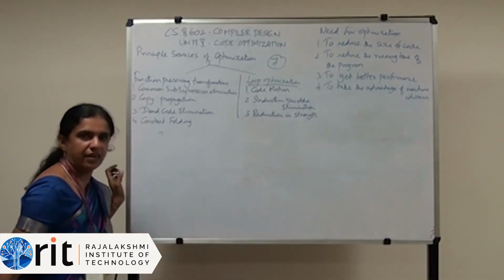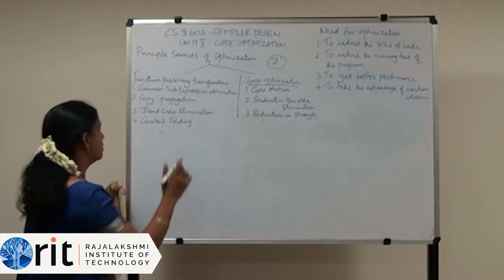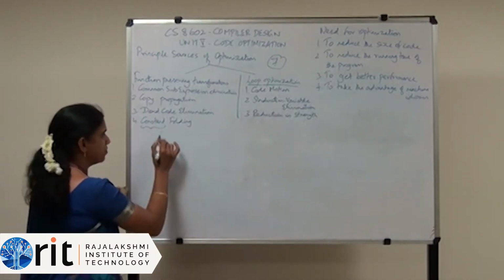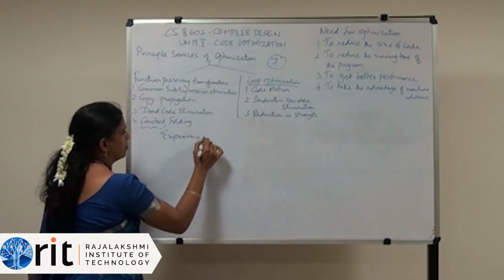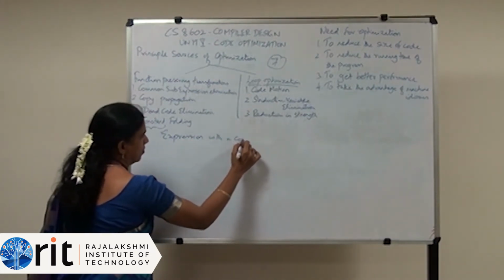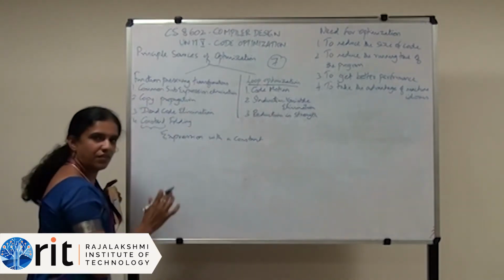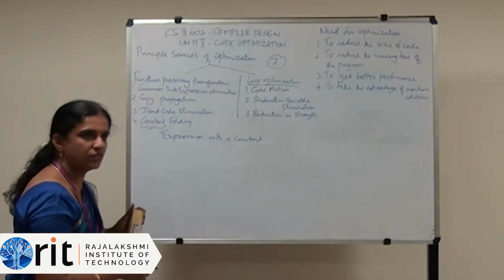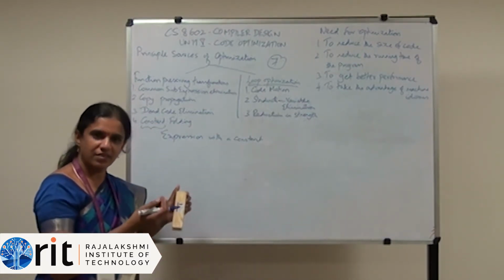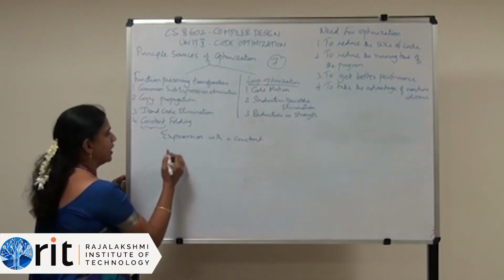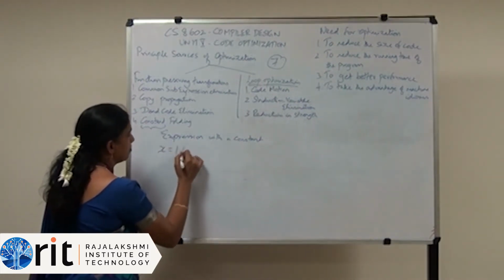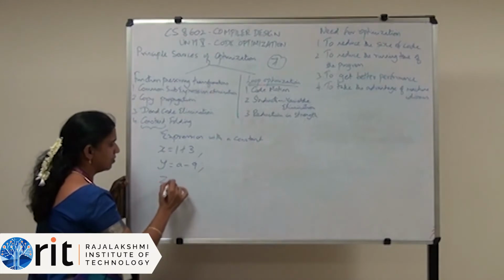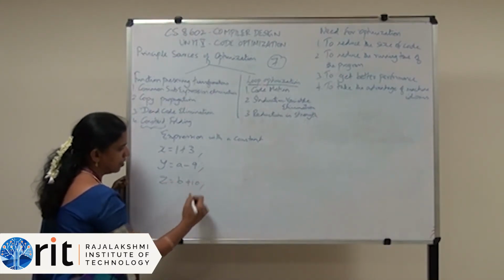So far we have covered 3 techniques under the function preserving transformation. The last one is the constant folding method. It means I am going to replace some expression with a constant. That means, as the name itself says, I am going to fold a lengthy expression into a simple constant. That is called the constant folding method. In all programming languages, users can write this kind of statement: X equal to 1 plus 3, Y equal to A minus 9, Z equal to B plus 10.